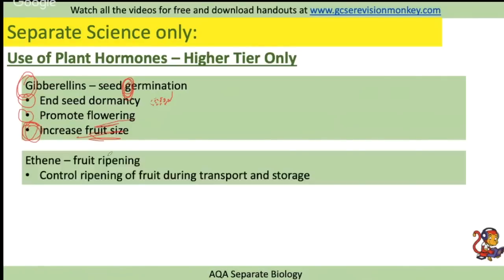You've got ethene. Ethene is used in fruit ripening. So some fruit that you buy might be packaged, and the company might have put some ethene in the packaging to control the ripening of the fruit during transport and storage, or to prevent ripening, they might have something to remove any ethene that's released.